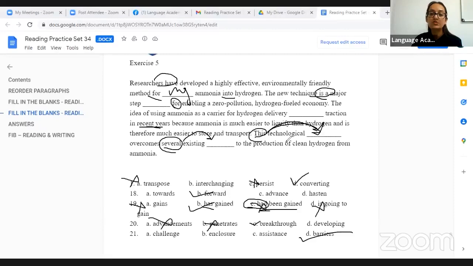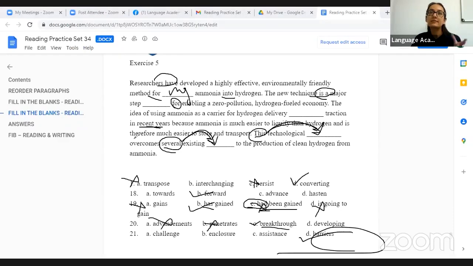So this technological, what is technological here? Breakthrough is the only noun that we have. Developing is not the noun. Development should be the noun. And several comes with plural, and barriers is the only plural option given. So that is why it will be the answer. I hope it's clear now.